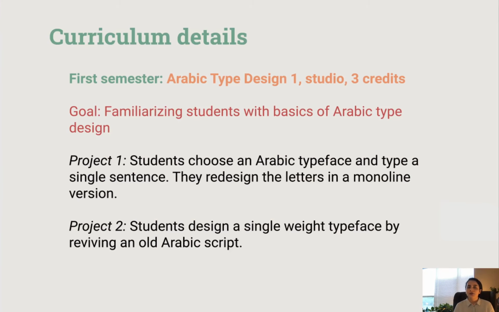Let's talk about the curriculum details. The first course in the first semester is Arabic Type Design 1. This is a studio course, has 3 credits. The goal is making students familiar with the basics of Arabic type design. In this course, students receive 2 different projects. For the first project, students choose an Arabic typeface and type a single sentence, then redesign the letters in a monoline version. For project 2, students design a single weight typeface by reviving an old Arabic script.